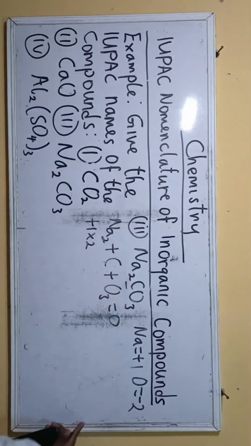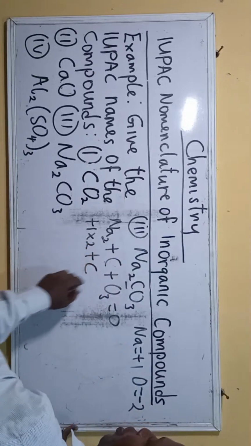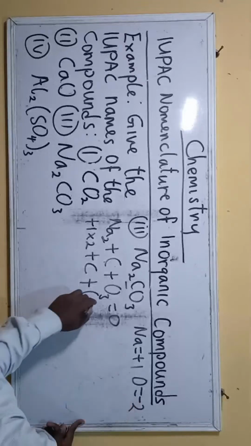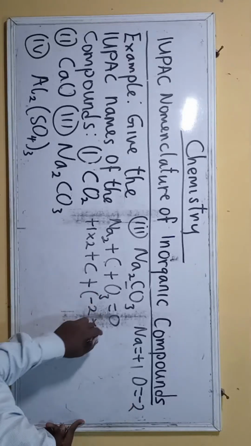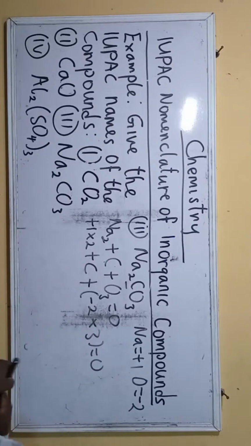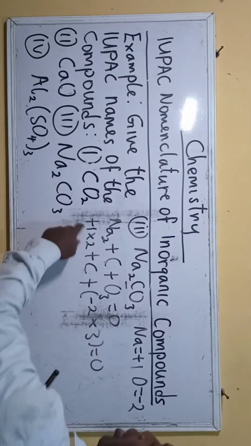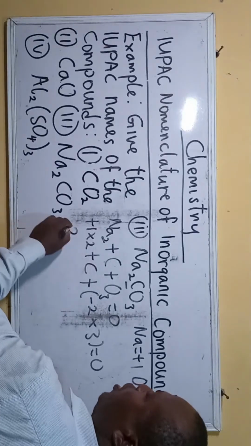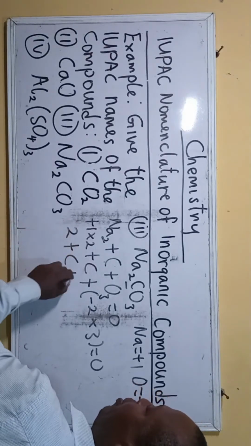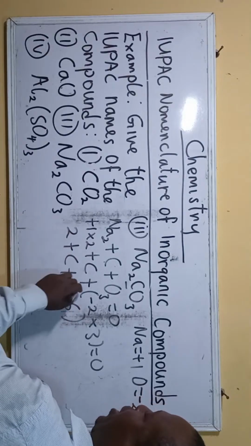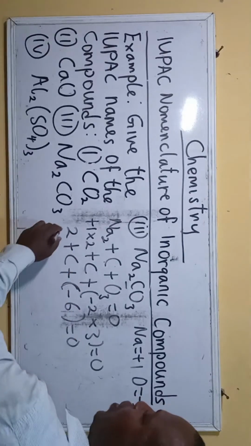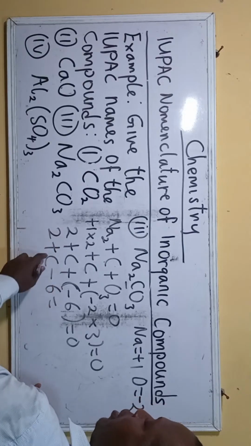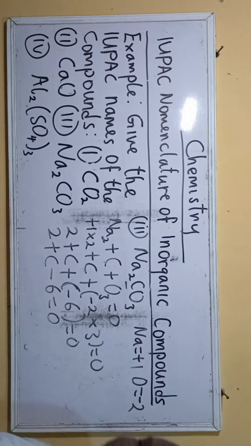So it will be 2 plus carbon plus open bracket. Remember, oxygen is -2 times this 3 I have here, equals 0. Let's multiply and add. This will give us 2 plus carbon plus -6 close bracket equals 0. So I have 2 plus C minus 6 equals 0.